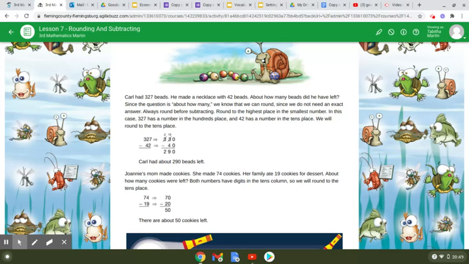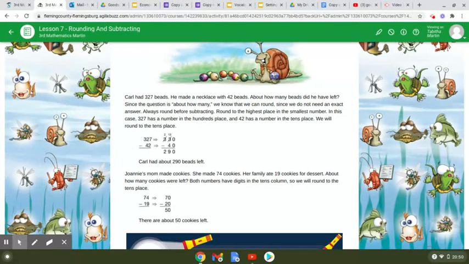Well, notice it said about how many. It didn't ask for this specific amount. So we're going to round. We're going to round to the highest place in the smallest number. Okay, so that means that we are going to round to the tens place. Okay.